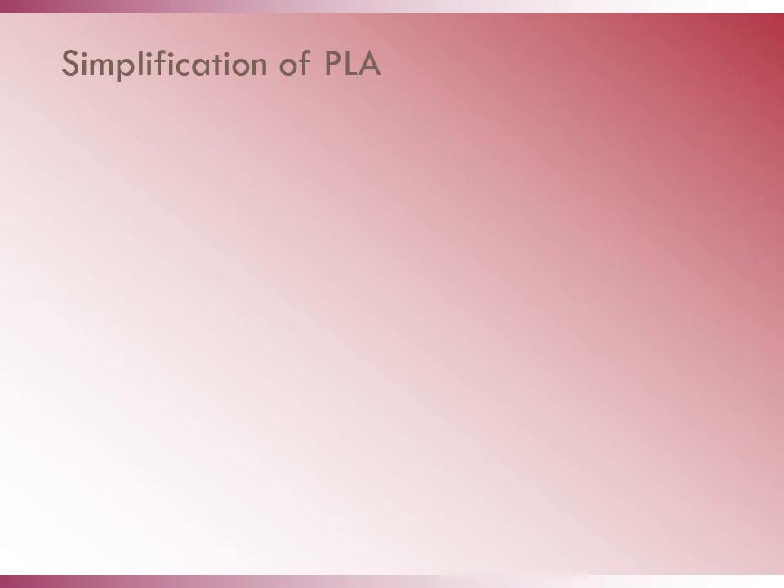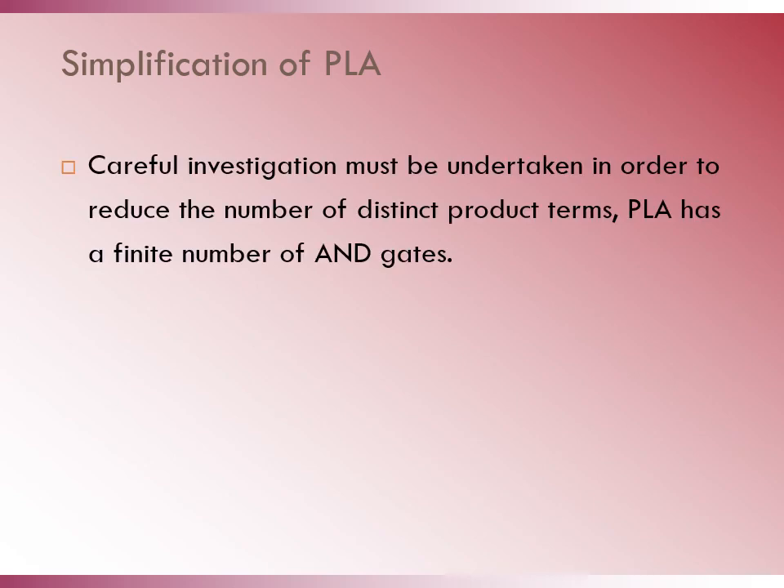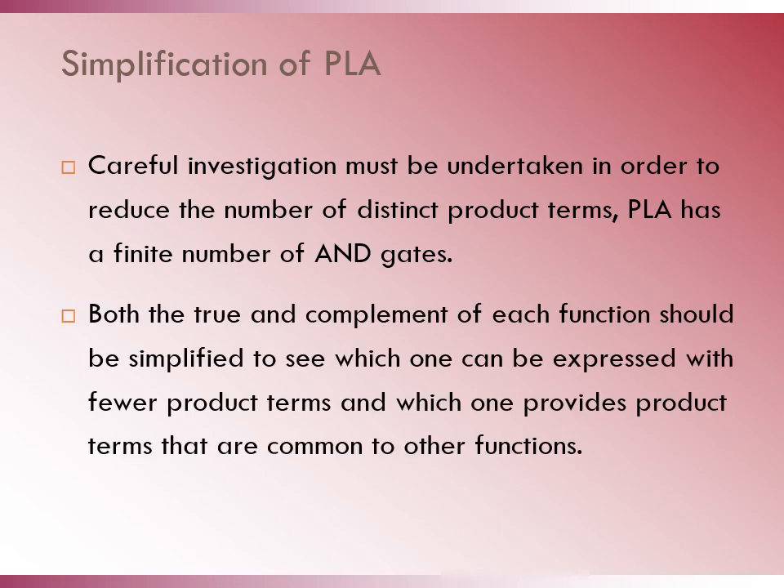Here are some tips for simplification of PLA implementations. The first one is that careful investigation must be undertaken in order to reduce the number of distinct product terms, as the PLA has a finite number of AND gates. Next, both the true and complement of each function should be simplified to see which one can be expressed with fewer product terms and which one provides product terms that are common to other functions.